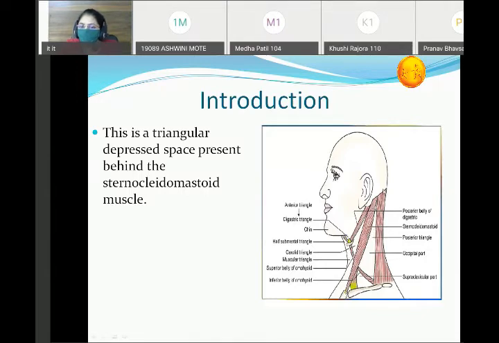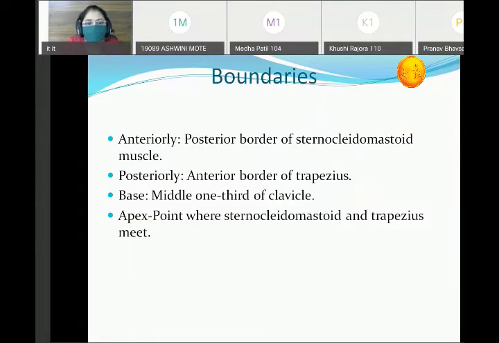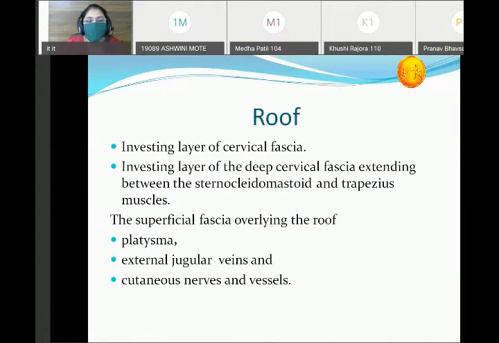So boundaries of this triangle, the posterior triangle, is formed by the sternocleidomastoid muscle anteriorly, that is the posterior border of sternocleidomastoid muscle. Posteriorly, the anterior border of the trapezius muscle. Base is formed by the middle third of the clavicle, and apex is formed by the joining of these two muscles, that is sternocleidomastoid and trapezius over the superior nuchal line. So these are the boundaries of the posterior triangle.